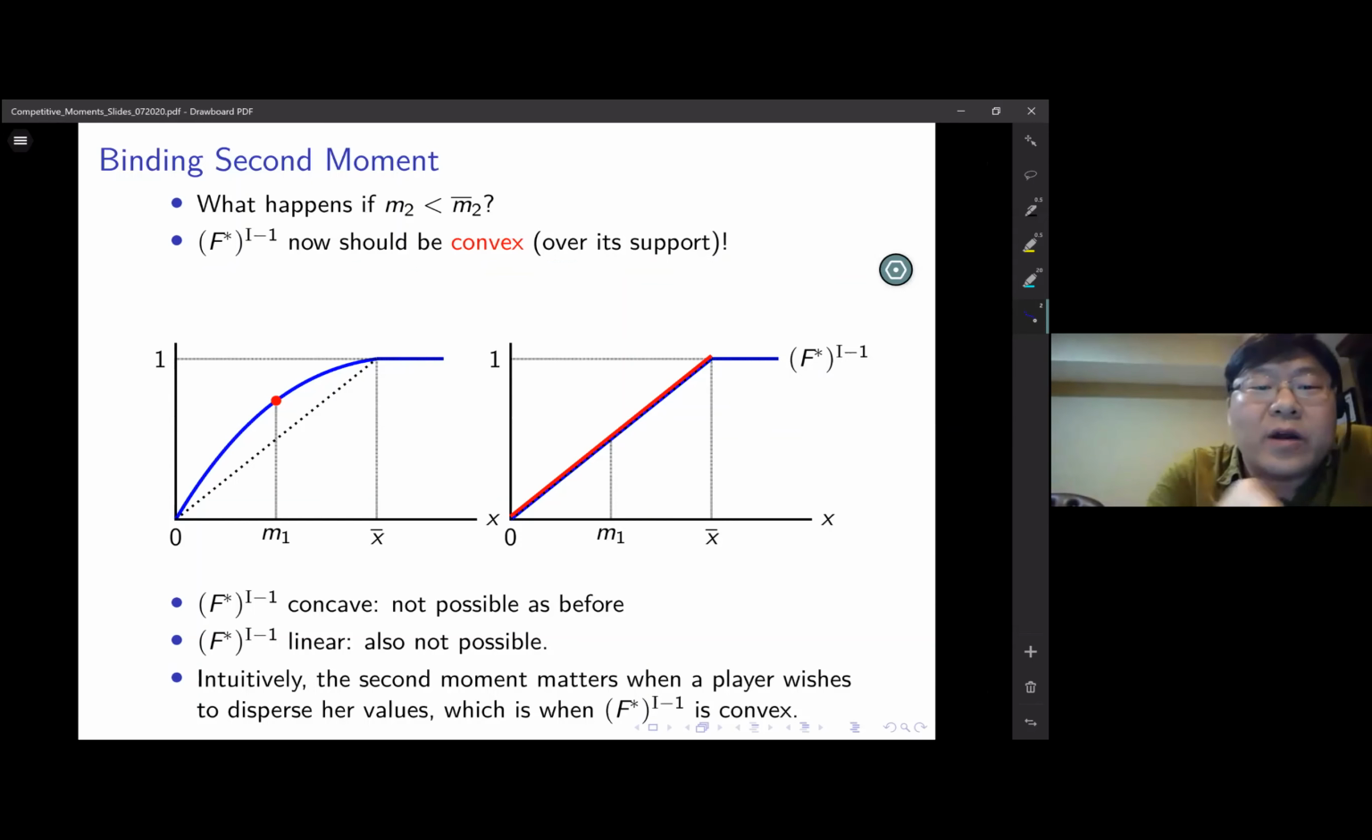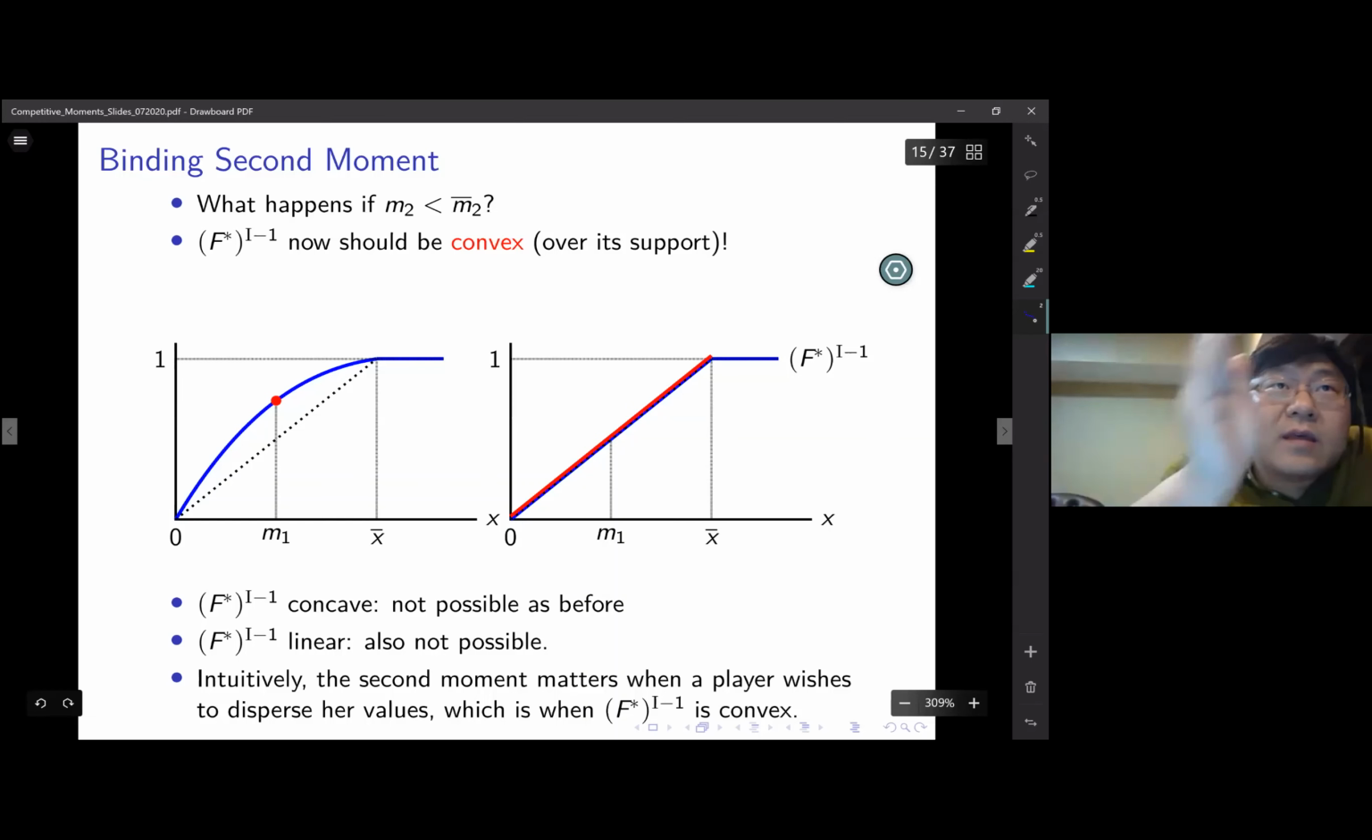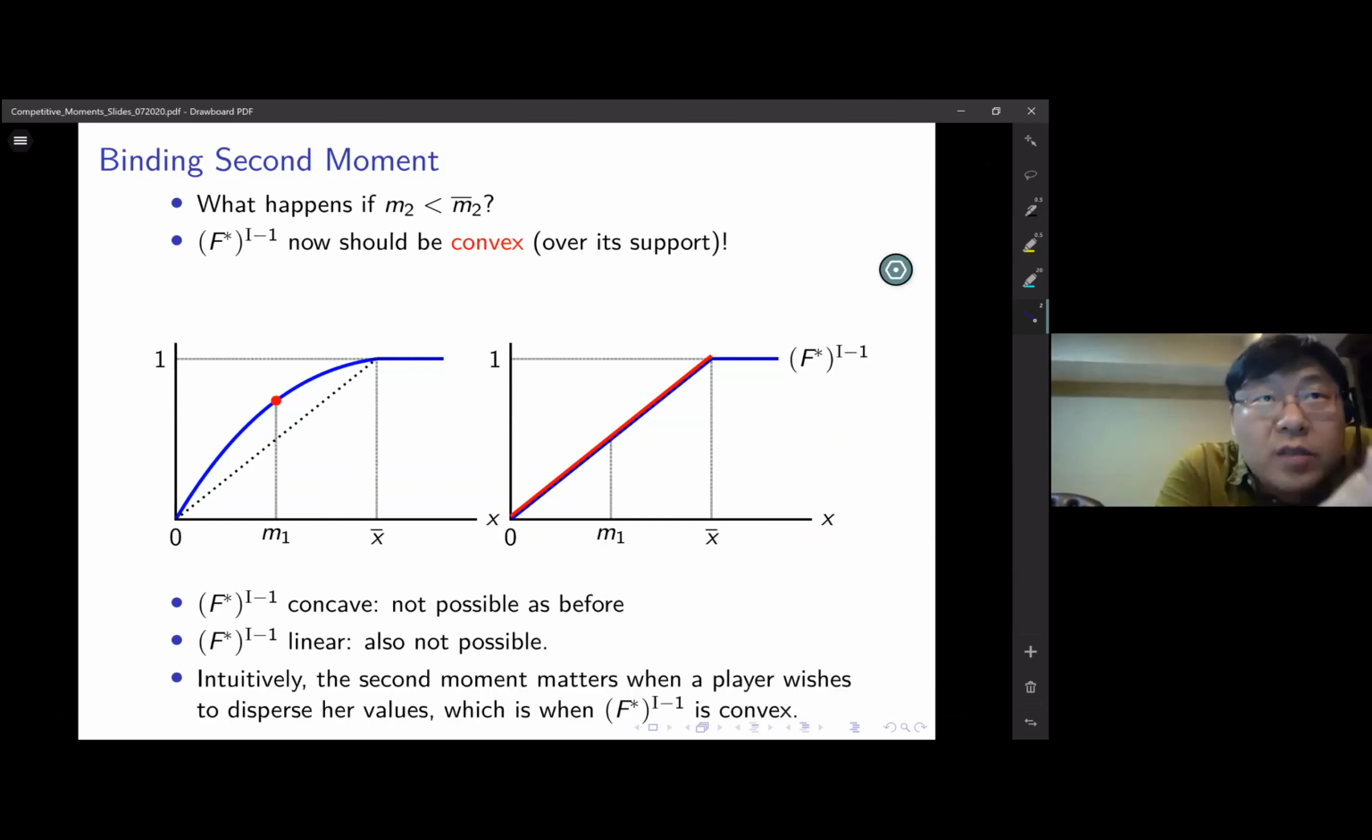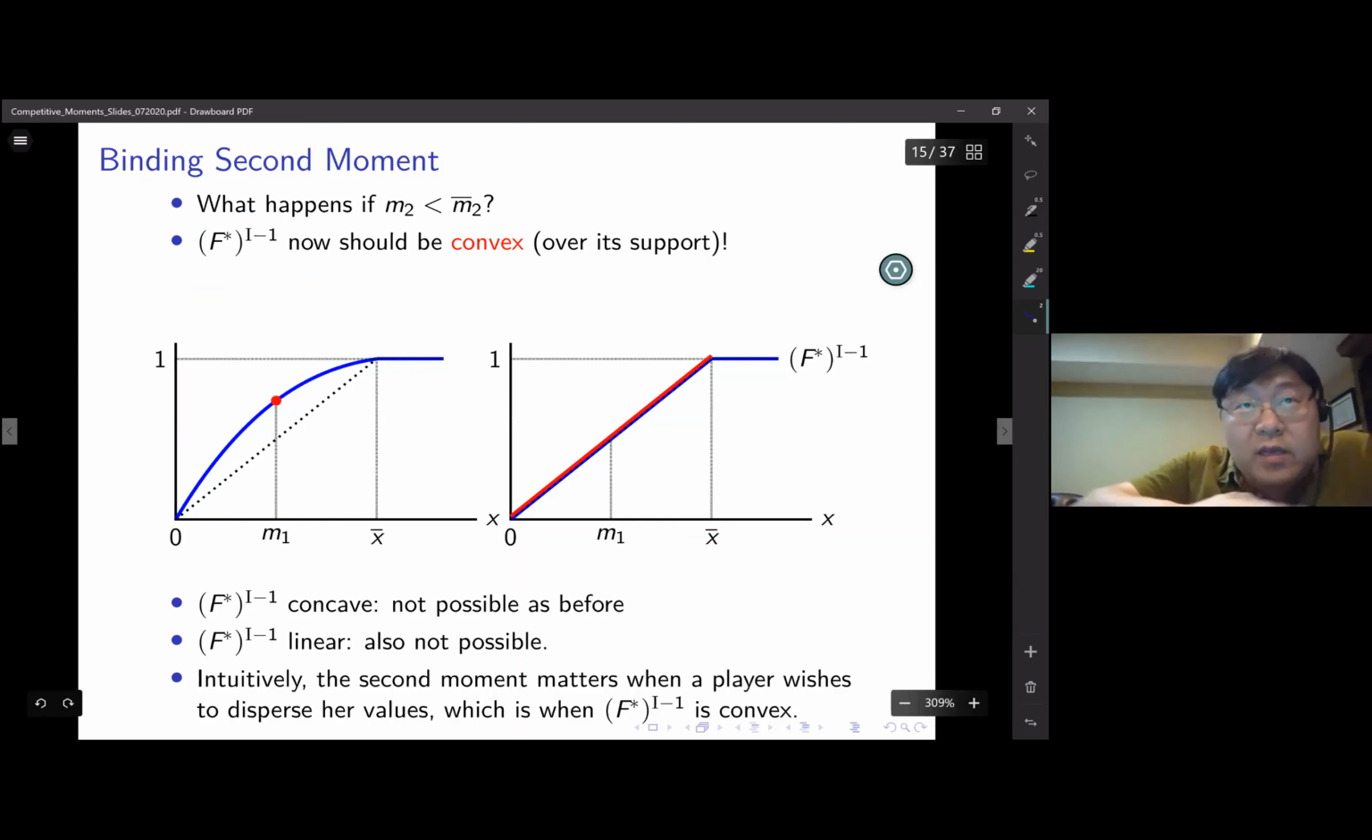Why? Suppose that it's concave, as here, then the same argument as before applies. Your best response is going to be a degenerate distribution, but f star is not a degenerate distribution, so it cannot be an equilibrium. And it also cannot be linear, because if it is linear, we already saw that it's going to violate the second moment constraint. So it also cannot be the case.